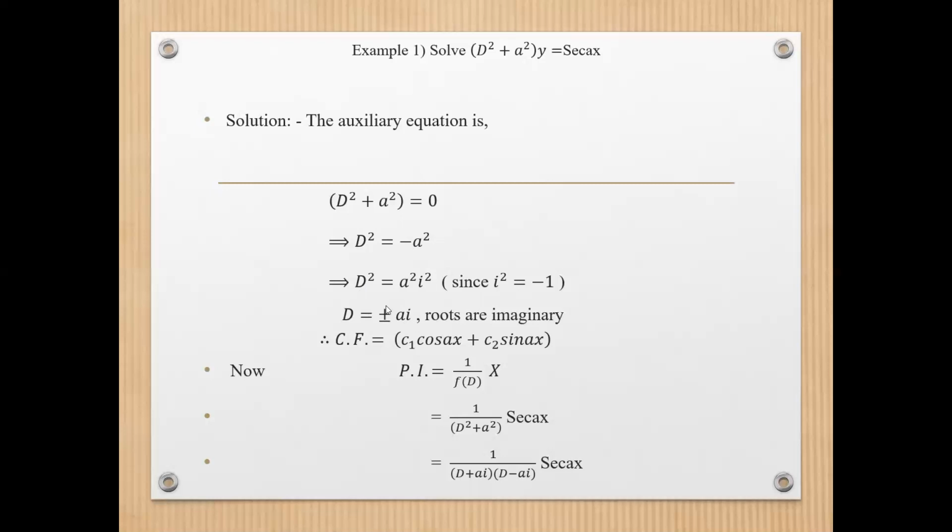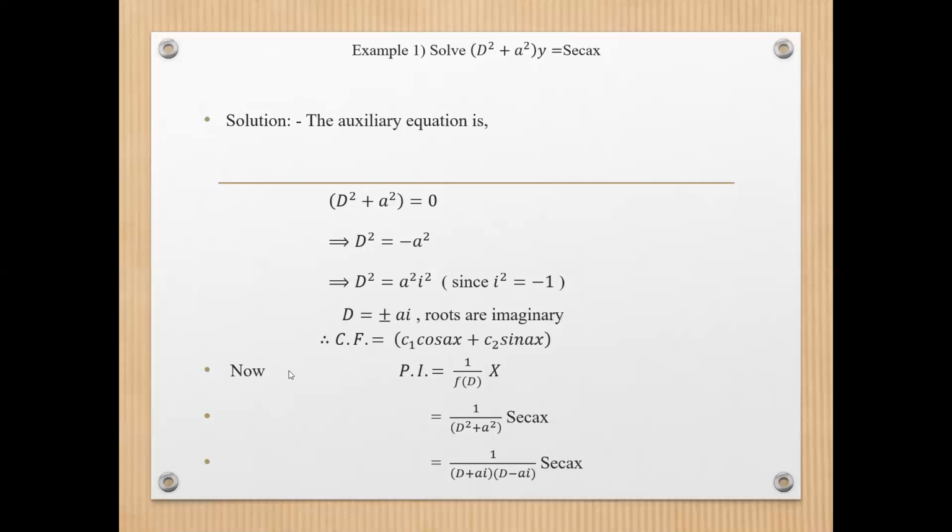If we compare this root with alpha plus minus i beta, alpha is absent, so alpha is 0 and beta is equal to a. So corresponding to complex conjugate roots, the complementary function is e raised to alpha x, c1 cos beta x plus c2 sin beta x. But alpha is 0, the real part is 0. So e raised to 0x, c1 cos ax plus c2 sin ax, because here beta is nothing but a. This is the complementary function for this linear differential equation.